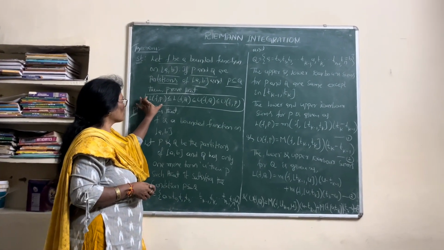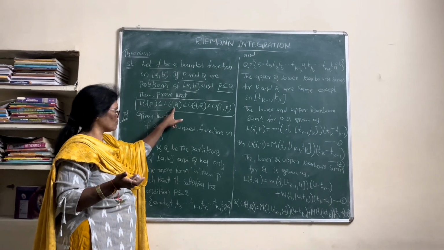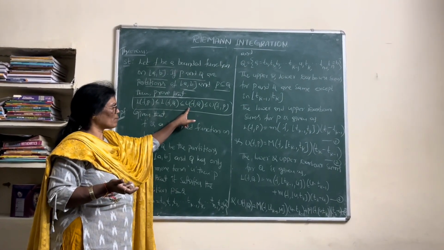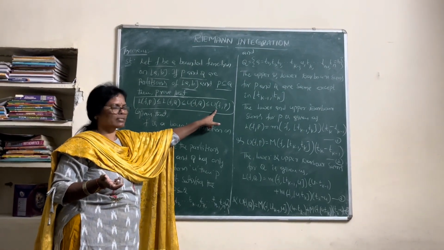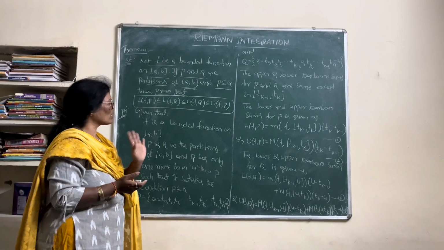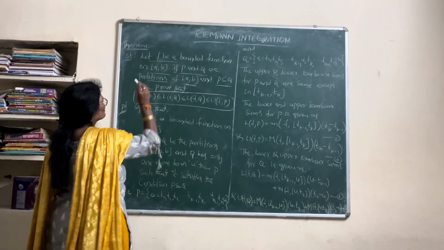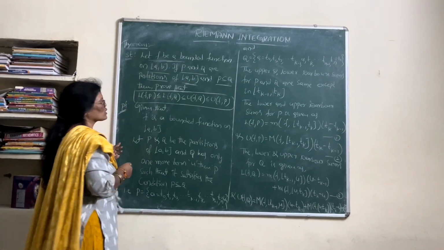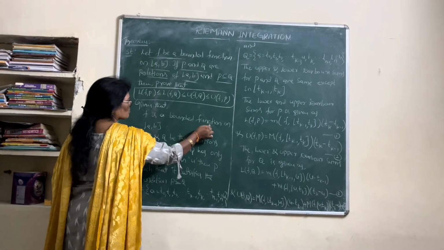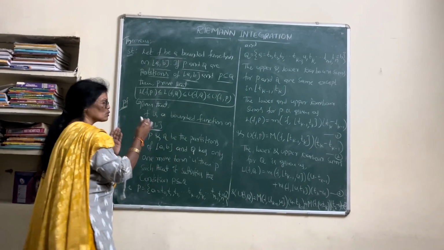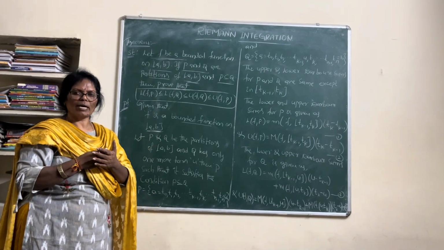That means the lower Riemann sum is less than or equal to the lower Riemann sum in partition Q, then the upper Riemann sum in partition Q, and this is the upper Riemann sum with partition P. Anyway, we'll show this inequality. So what is given here? f is a bounded function on the closed interval [a, b]. Since it is bounded, the infimum as well as the supremum should exist.